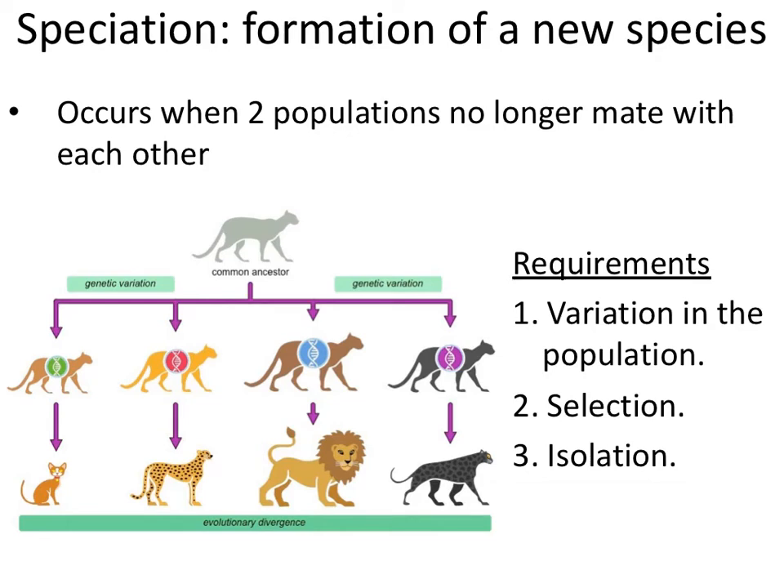This is Chapter 14, Notes Part 2. So Chapter 14 is all about macroevolution, big-scale changes that result in the formation of new species or the death, aka extinction, of an entire species. So speciation is the formation of a new species. This occurs when two populations can no longer mate.